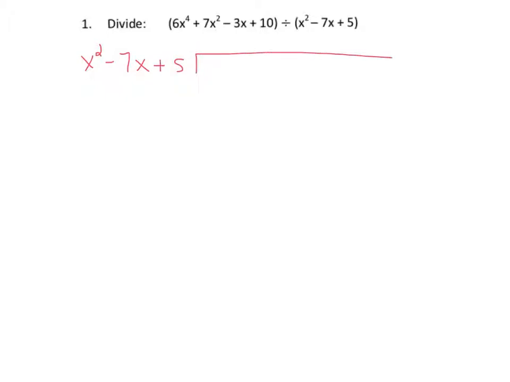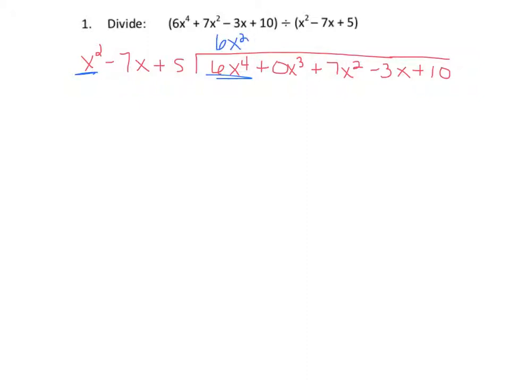And we're dividing the 6x to the 4th. I'm going to put in 0x cubed as a placeholder because you want each power represented. Okay, so the first thing we're going to do is take this and divide it by x squared. So 6x to the 4th divided by x squared is 6x squared.